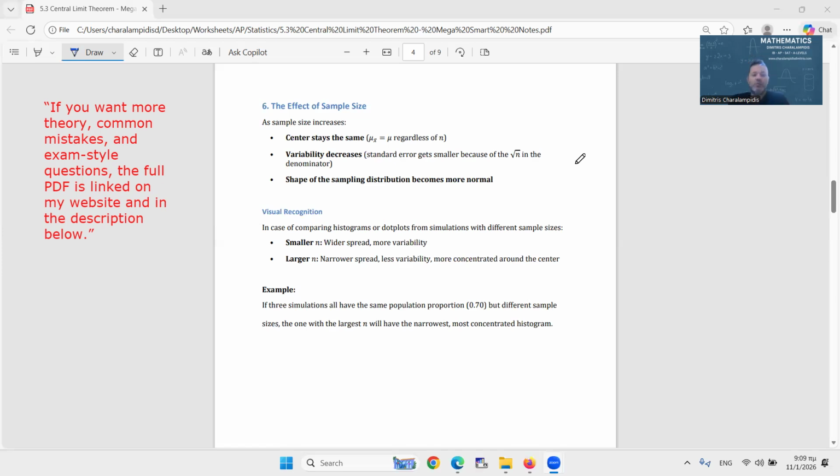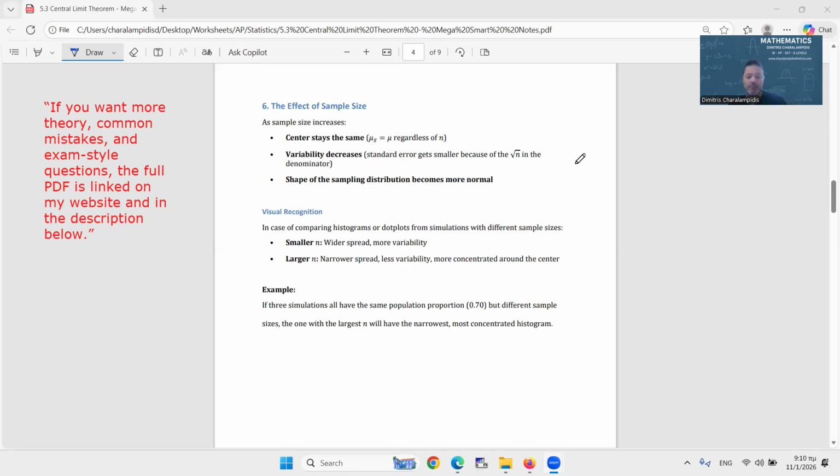Let's see, however, how we would visually recognize these things in simulations. When comparing histograms or dot plots, that might happen in the exams, from different simulations of different sample sizes, smaller sample sizes have a tendency to produce distributions with wider spread. So smaller size, wider spread, and more variability. Larger sample sizes, however, produce distributions that are narrower, less variable, and more concentrated around the center.